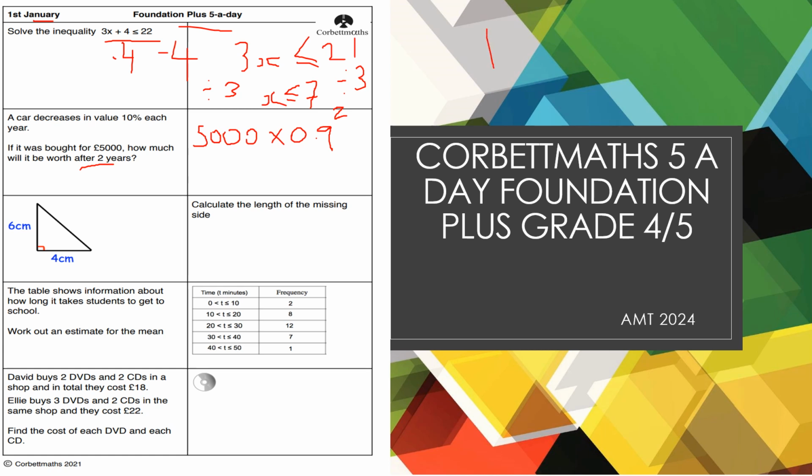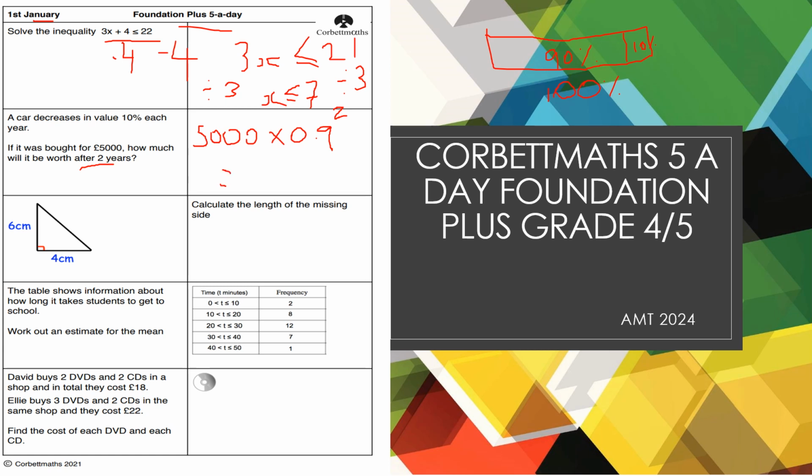So think of it as like a bar model. The full bar represents 100%. You subtract 10%, and then you have 90% remaining. So the decimal multiplier would be 0.9, because 90% as a decimal is 90 hundredths, which is 90 divided by 100, which gives you 0.9. And the reason why it's squared is because it's asking for after 2 years.